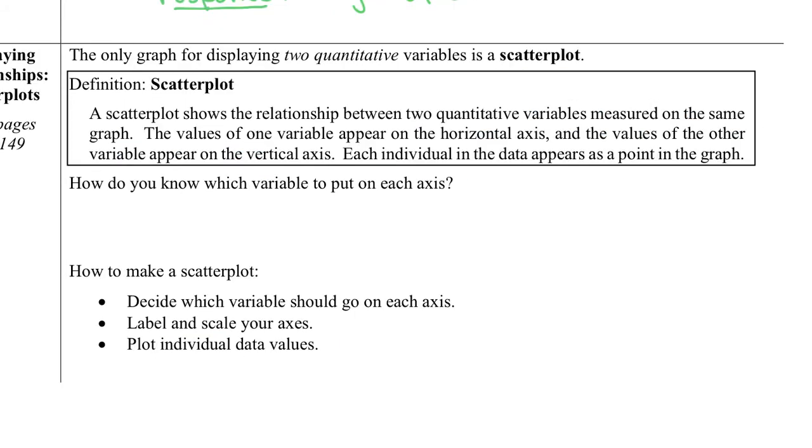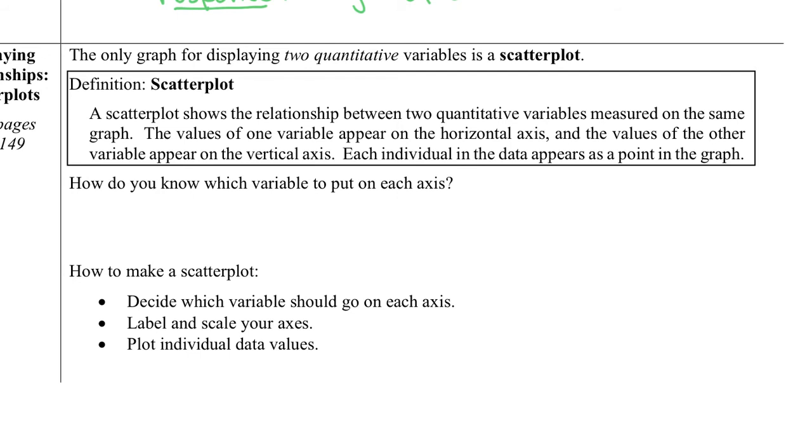Next, we're going to be getting into scatter plots. It's the only graph we can use for two quantitative variables. We've looked at categorical variables when we're comparing two of them before, but this is the first time we're really looking at a scatter plot for two quantitative variables.